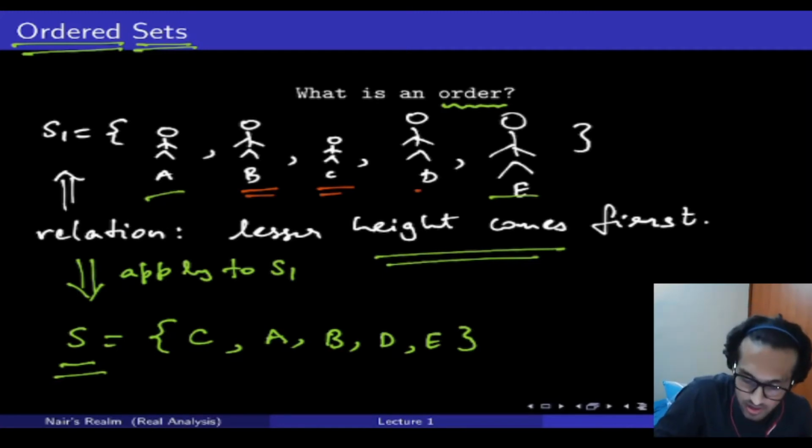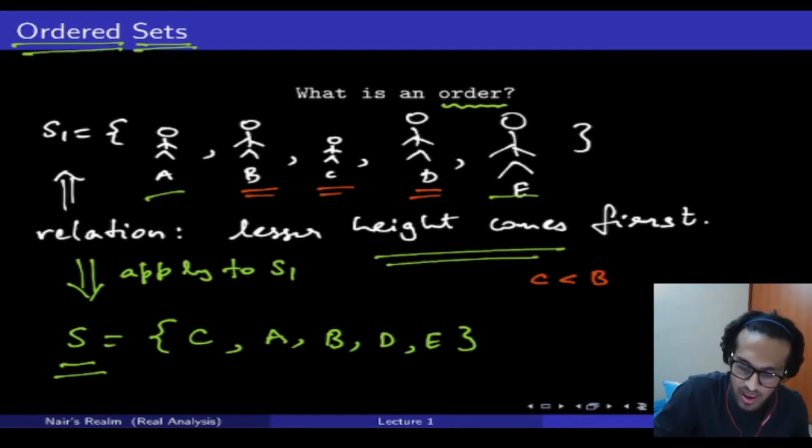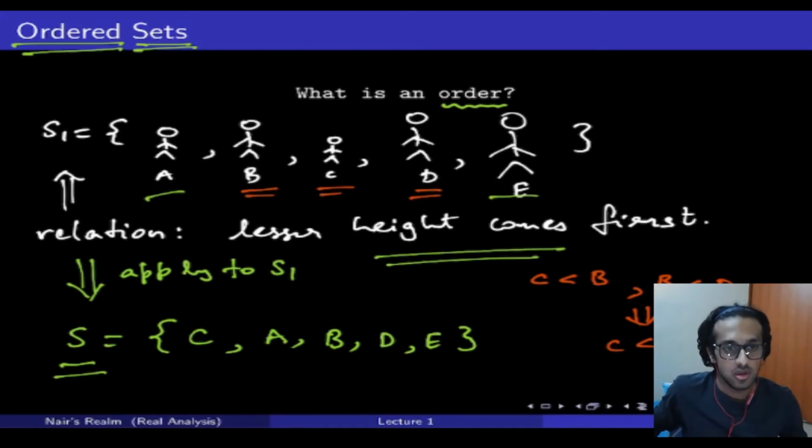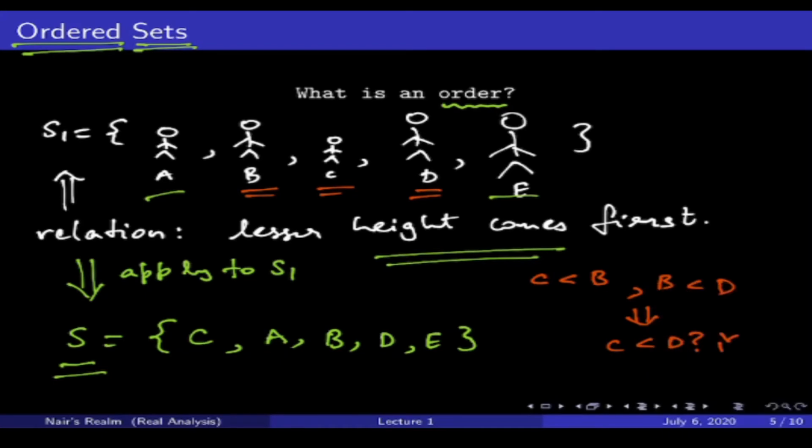So let's take another element D. We know C is lesser in height than B, and we know B is lesser in height than D. Does this imply that C is lesser in height than D? The answer is, in fact, yes. So if you see, C is lesser in height than B is lesser in height than D. So this does necessarily imply that C is lesser in height than D. So both the properties are valid, and in fact, this relation, whatever we defined, is an order.